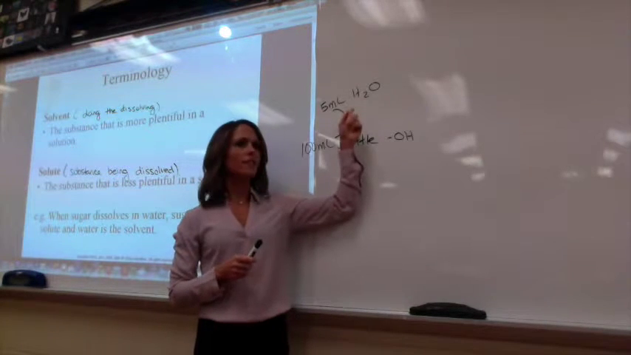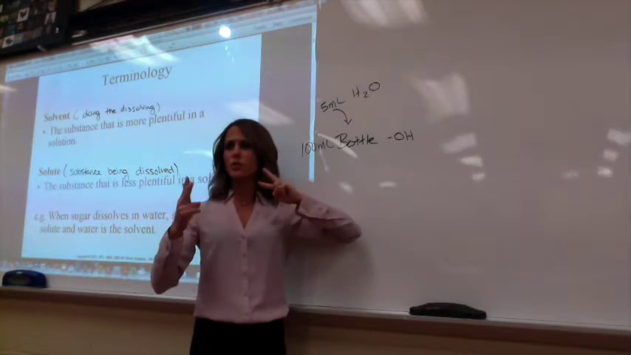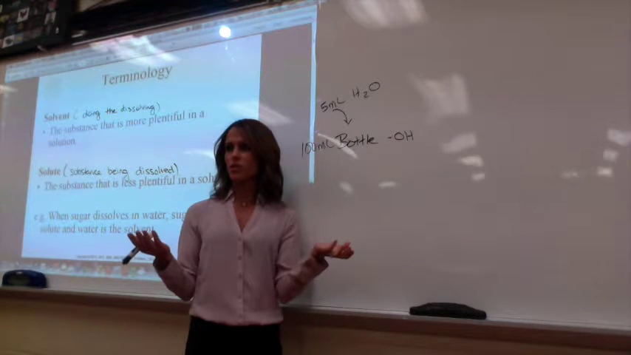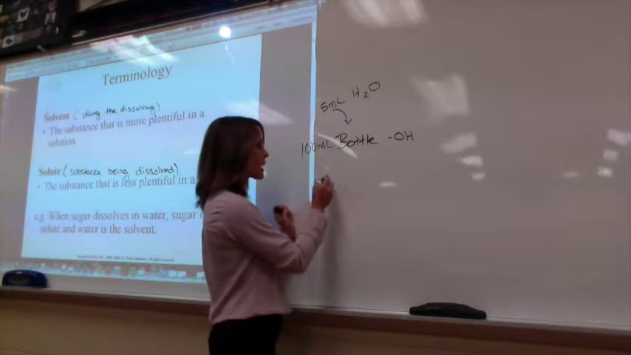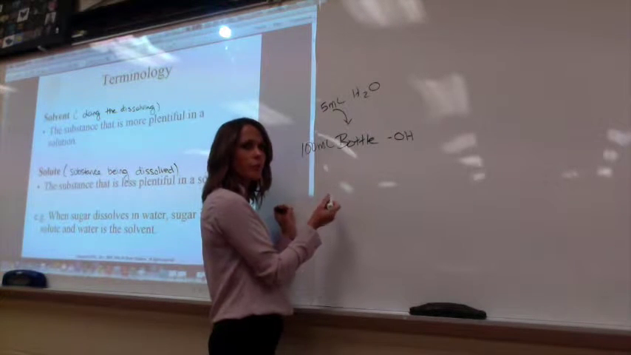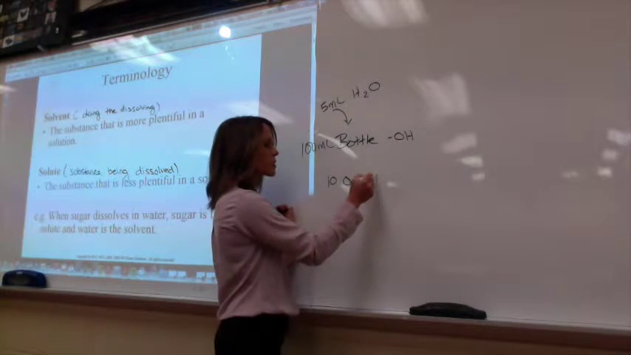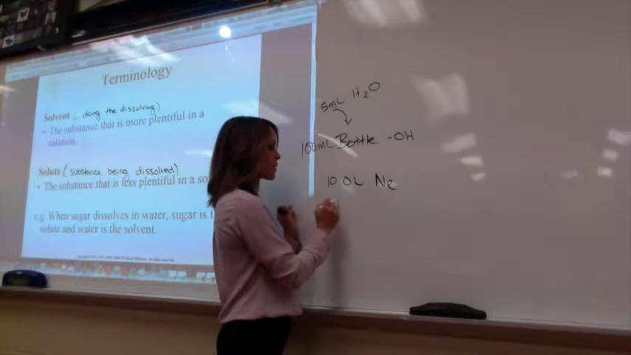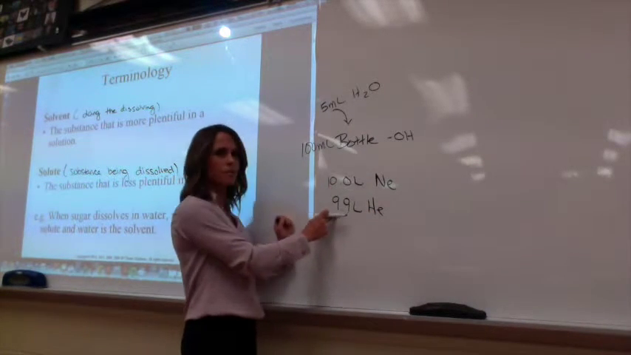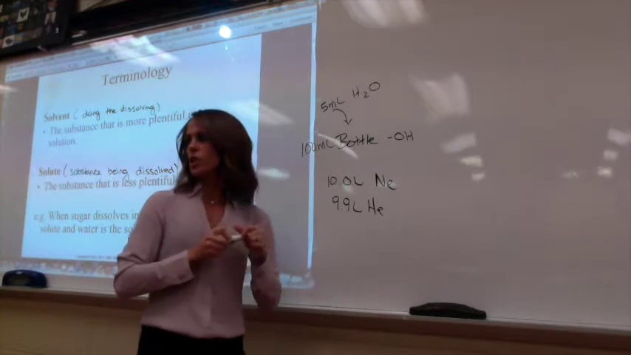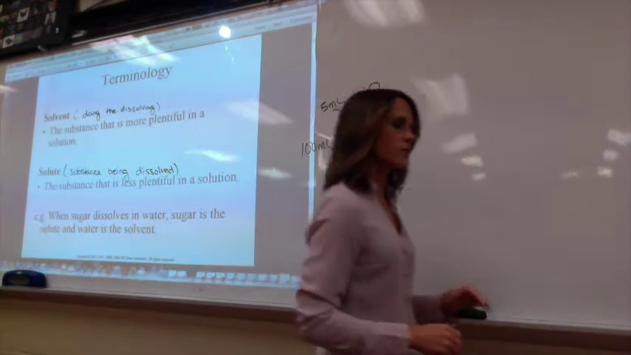Alcohol is the solvent, and this is your solute. I could switch those ratios, and then the terms switch, right? So it just depends on which one's more plentiful. If we talk about this in terms of gases, I could have a volume of 10.0 liters of neon gas mixed with 9.9 liters of helium gas. The neon is still my solvent and the helium is still my solute. So whichever one there's more of, we consider the solvent.